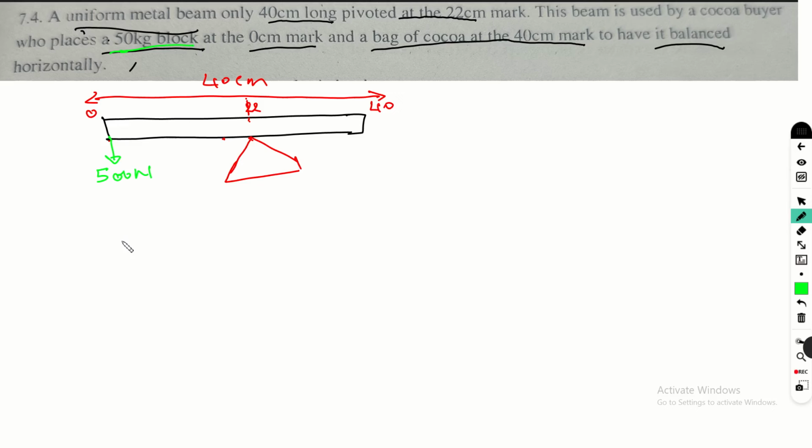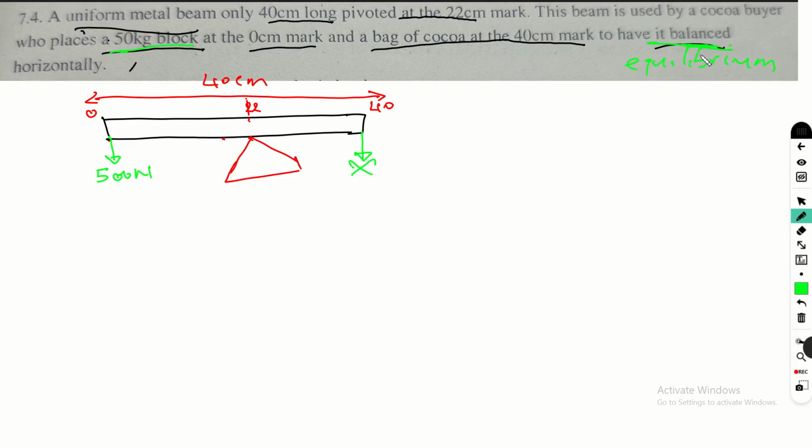Now, the next thing is that a bag of cocoa is placed at the 40 centimeter mark. They have not told us the mass or the weight of that bag, but they say something was placed at the 40 centimeter mark. Let's say it was X. So that's what we are going to look out for. We are going to calculate the mass of this bag, because when they place it at the 40 centimeter mark, this thing was balanced, which means it became in equilibrium.